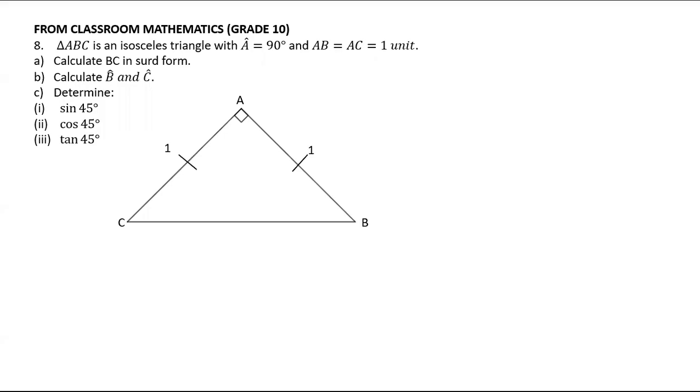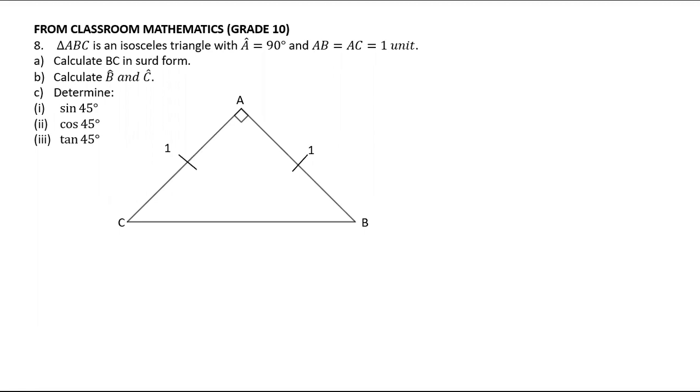I've been asked this question where we have triangle ABC is an isosceles triangle. Remember, with an isosceles triangle, you have two sides that are equal. Now, in this case, it's a right-angled triangle because you're told that angle A is equal to 90 degrees. Now, the side that is opposite 90 degrees, what do we call it? We call it the hypotenuse, which is the longest side in that triangle.